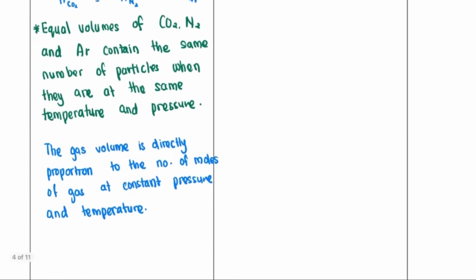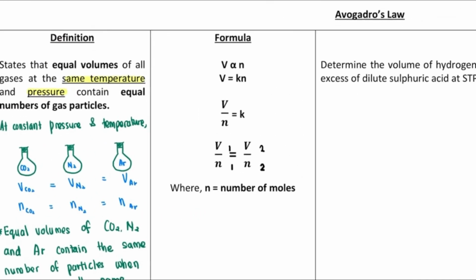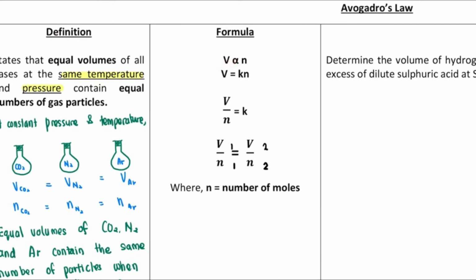Okay, tapi definition yang kita akan guna untuk pengiraan kita adalah this one. Okay, so the gas volume is directly proportional to the number of mole of gas at constant pressure and temperature. Okay, so this time yang constant adalah pressure dan temperature. So gas volume tu directly proportional dengan number of mole. So kita pun dapatlah this formula, volume of gas directly proportional to n. n sini adalah number of mole.